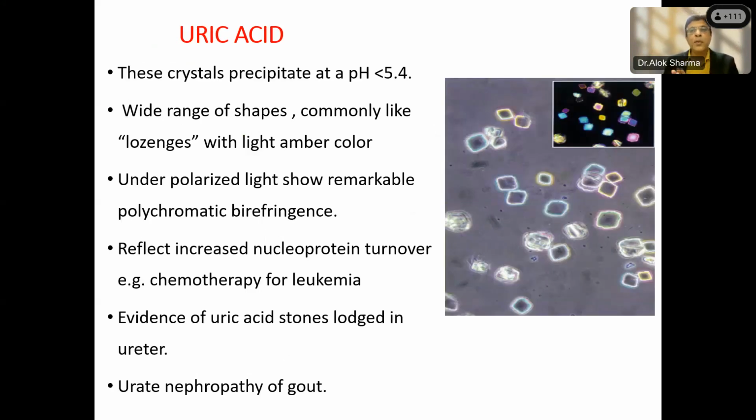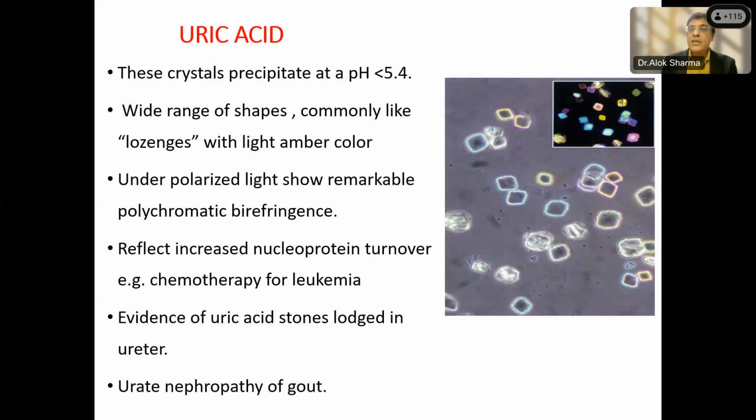So this picture which I have shown you, these are very dramatic. Even in a routine sediment, you can see the larger picture shows you partially polarized or a down condenser. And when you polarize it, it shines in dramatic colors. So these are uric acid crystals, and they precipitate when the pH of the urine falls below 5.4. And they are usually in the form of lozenges. So they look like lozenges with a light amber, bluish, greenish color.